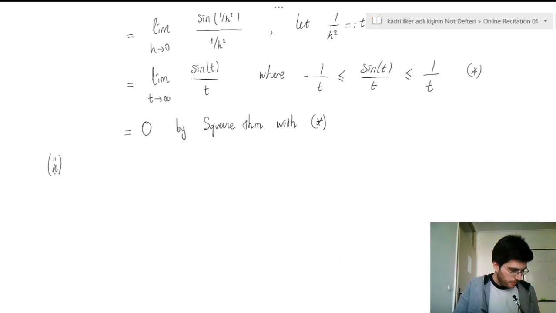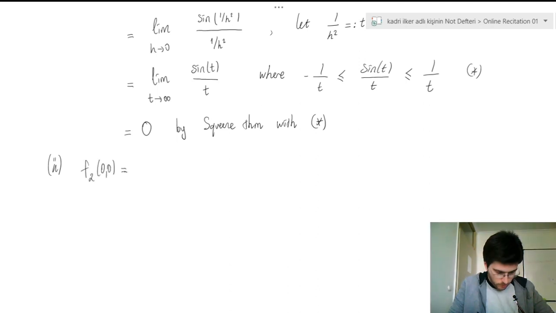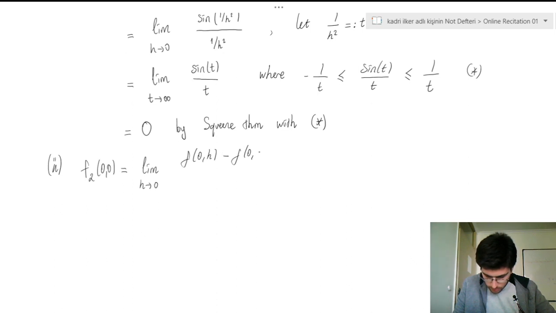Okay, second part. And now we are going to compute f2(0, 0), and let's see what we have. The limit as h approaches 0 of f(0, h) minus f(0, 0), divided by h.